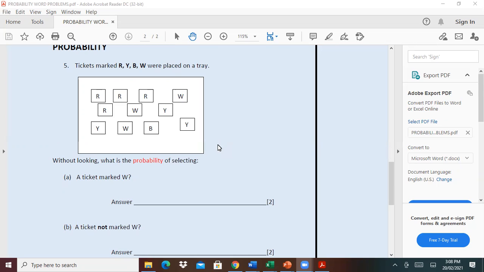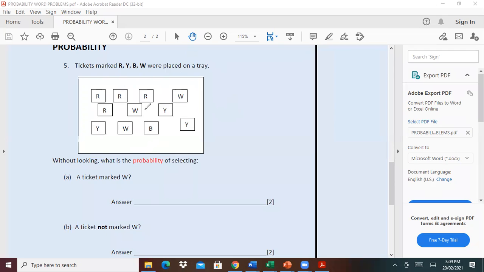Okay, so for part 2 of this paper, we are now looking at the probability section. And question 5, if we read question 5, it gives us a diagram and it says, tickets marked R, Y, B, W were placed on a tray. Without looking, what is the probability of selecting? Well, we have to look in order to identify the probability. But the question is asking us, what is the probability of selecting a W?